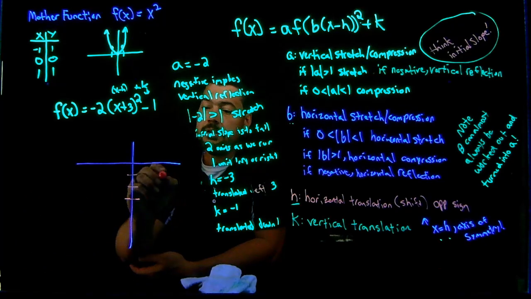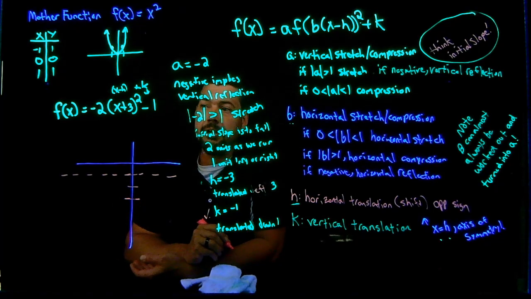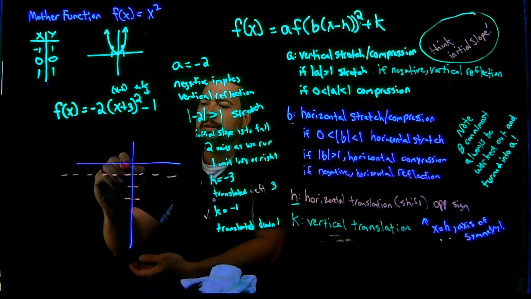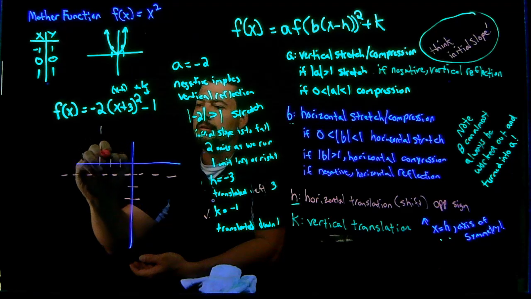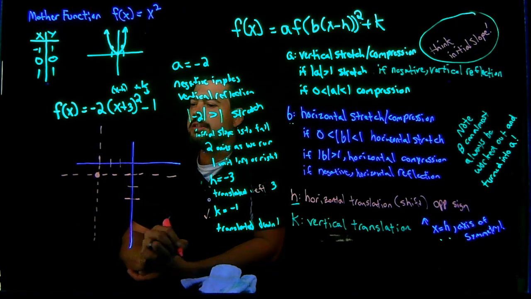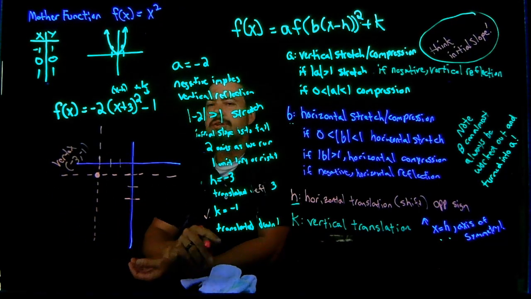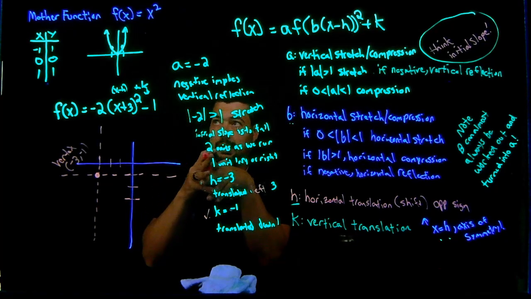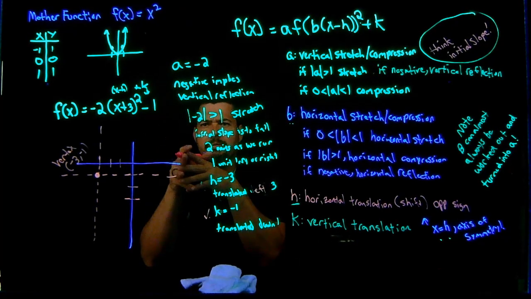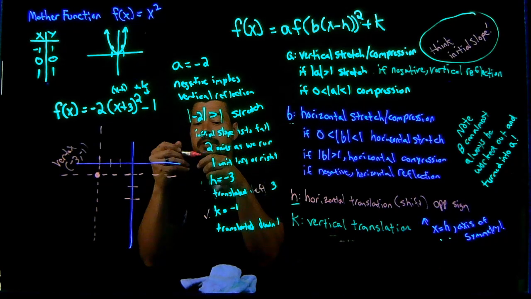It is translated down 1 unit. That is correct. Big check mark there. And we are left 3. Not right 3. Left 3. And this, boys and girls, since this is a parabola, this is my vertex. My vertex is at -3, -1. H and K are the vertex of a parabola. Yesterday I did a video about vertex form. Today I'm just talking about general transformations of the same thing.